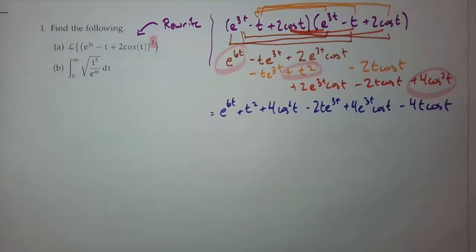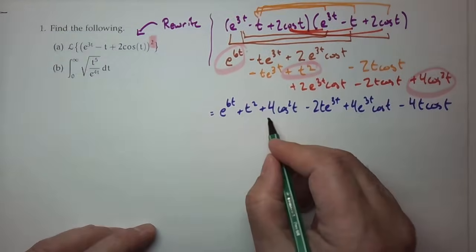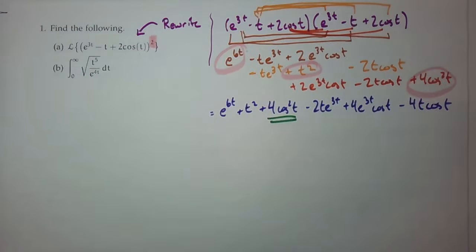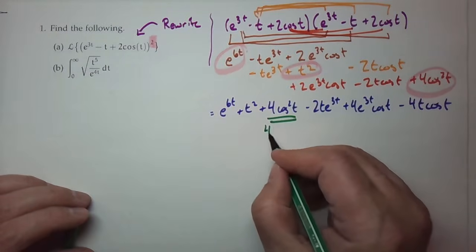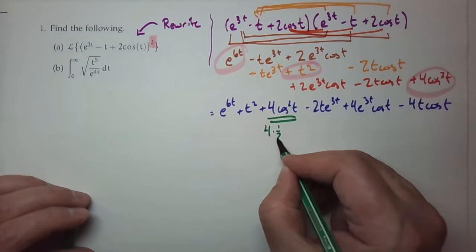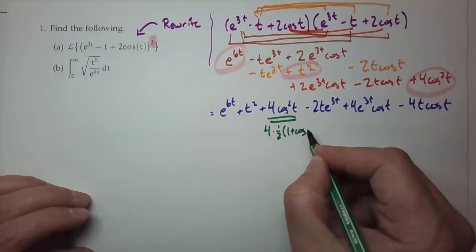Okay, so everything's good except the 4 cosine squared t. So what can we do with 4 cosine squared t? Power reduction. And where might we find that? It's on the formula sheet. So really this is 4, and then cosine squared is a half, 1 plus cosine 2t.